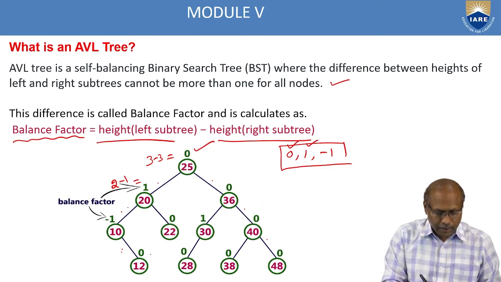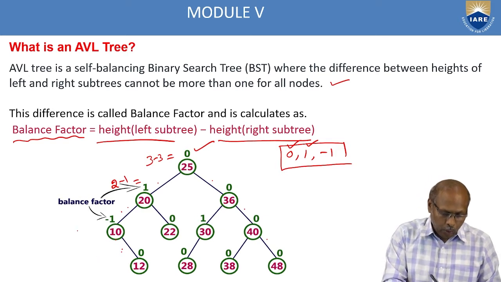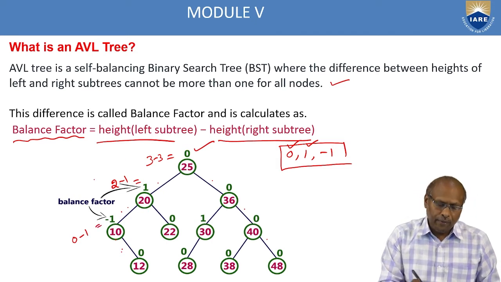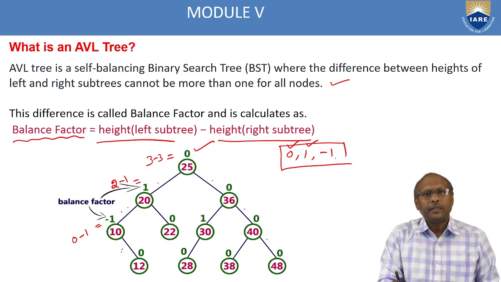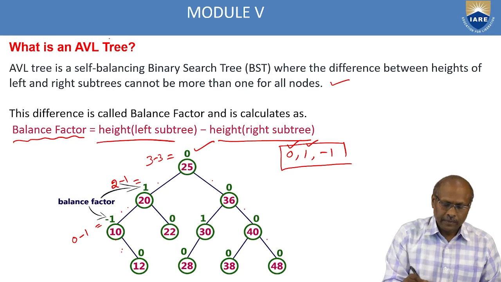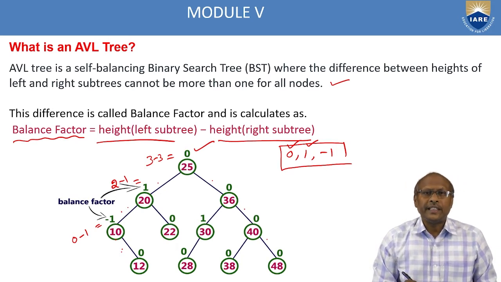Similarly, if you observe for 10, the left height is 0 minus the right height, which is 1. So 0 minus 1 is minus 1. That means for every node, the balance factor will be either 0, 1 or minus 1. If this condition is satisfied, then that tree is called AVL tree. If it deviates from this rule, then you can say it is not an AVL tree.